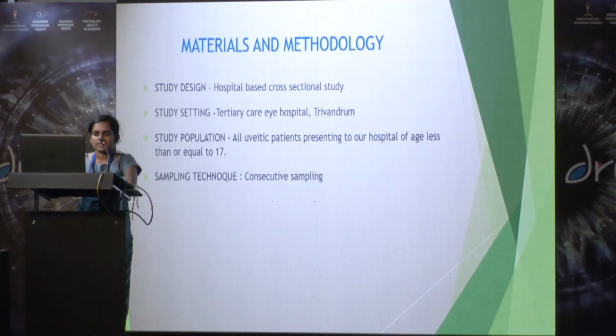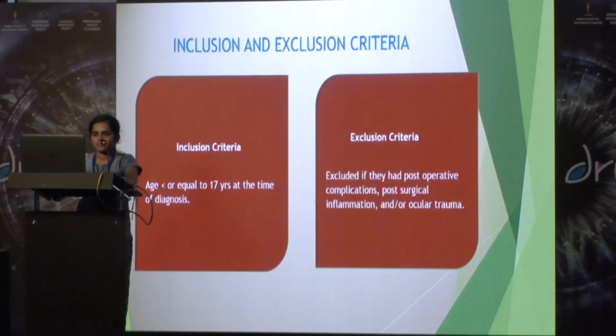Materials and methodology. The study design was a hospital-based cross-sectional study done in Tertiary Eye Care Hospital, Trivandrum, and all the uveitic patients presented to our hospital of age less than or equal to 17 were taken, and the study period was 1 year, and the sampling technique was consecutive sampling. The inclusion criteria: age less than or equal to 17 years at the time of diagnosis. Exclusion criteria: excluded if they had any post-operative complication, post-surgical inflammation, or ocular trauma.